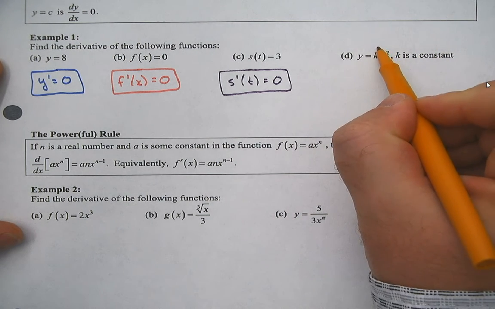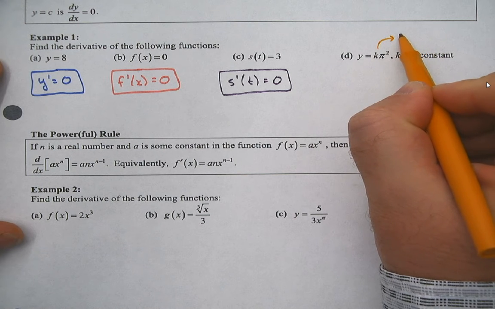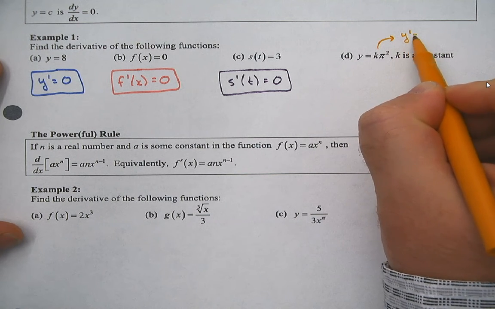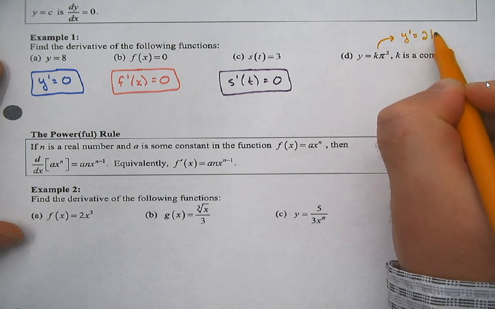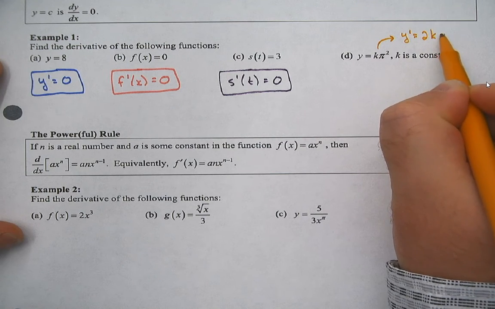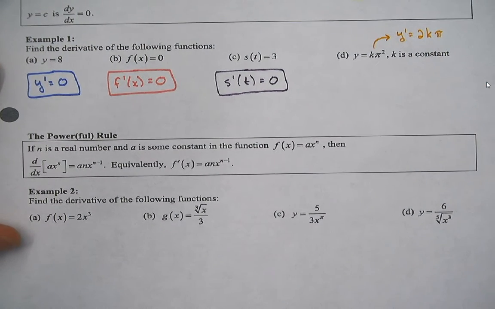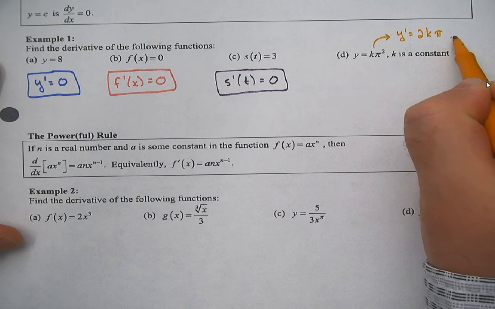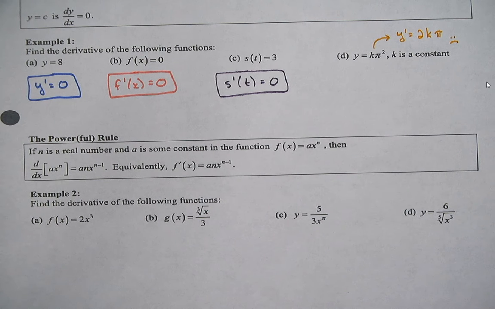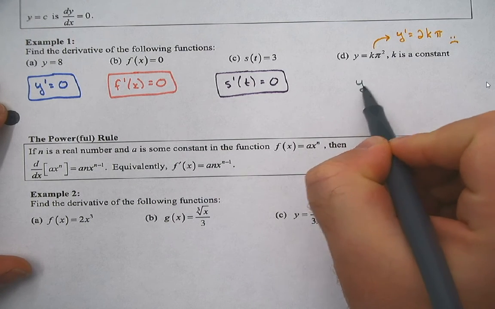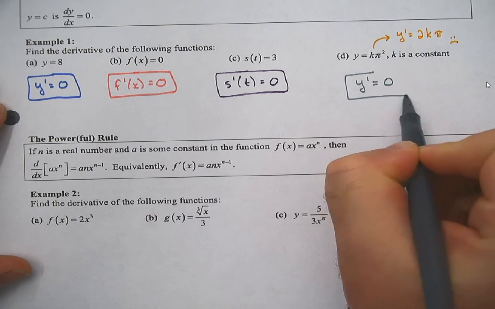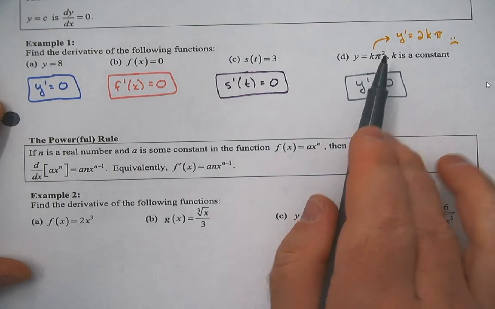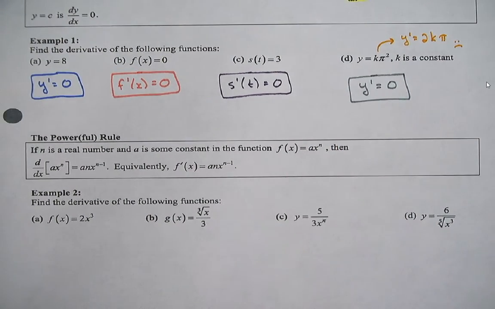What I'm trying to say here is if you're going to make a mistake, some kids would do this: y prime equals 2k times pi. If you don't know how I got that, we'll talk more about that in the next example. But what I want to point out is this is not true, because pi is a constant. If k is a constant and pi is a constant, then they're both constants. And what's the derivative of a constant? 0. So don't fall for that. Be alert. Sometimes they'll try to throw a couple curveballs at you.